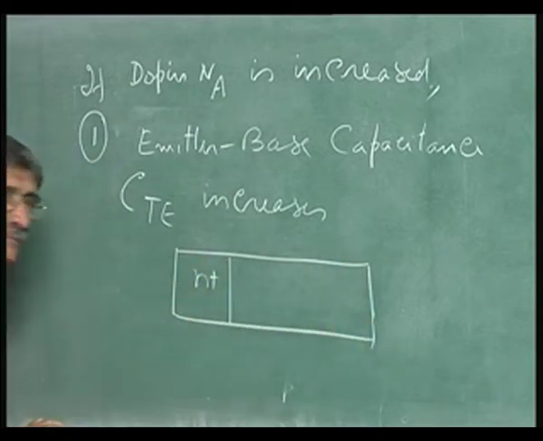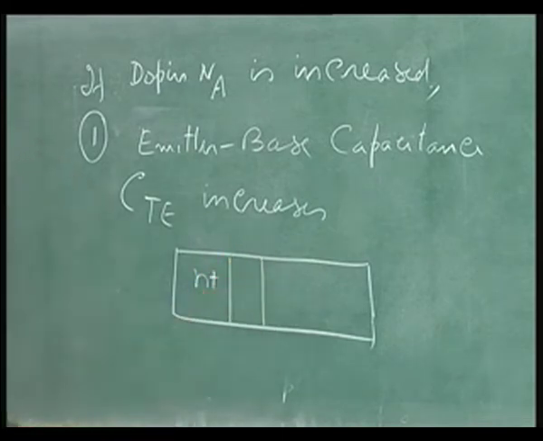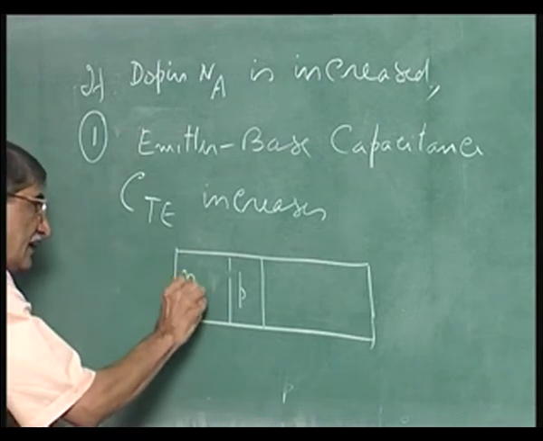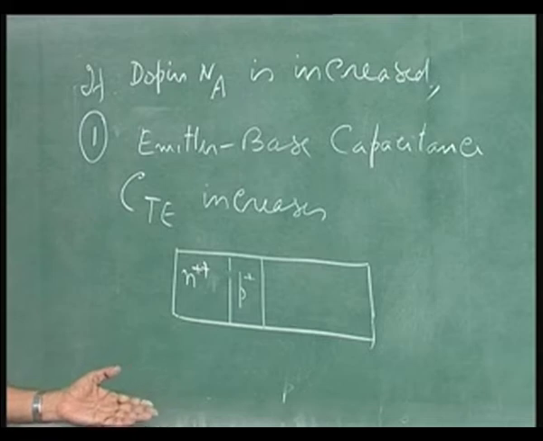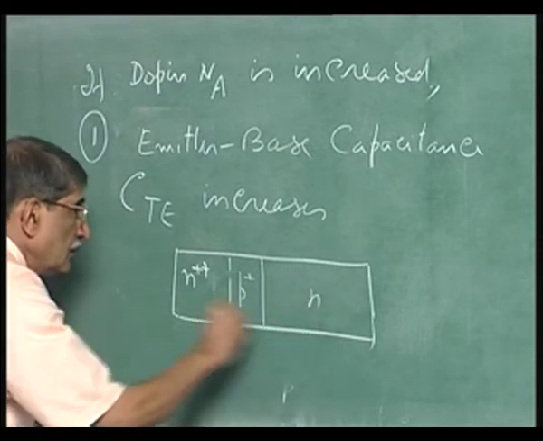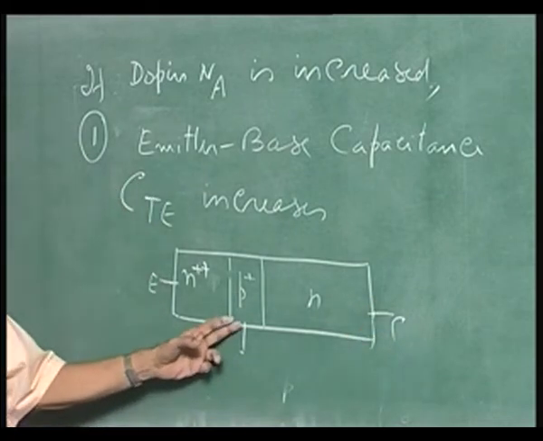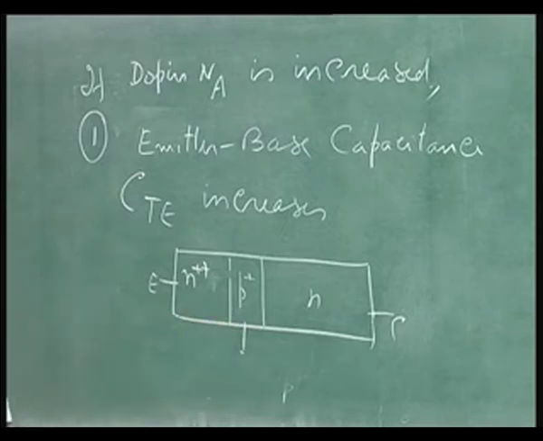N plus already has 10 to the power 20, and I make this base width very small and increase this. So, let me put it this way, to differentiate, N plus 10 to the power 20, this I will put as P plus 10 to the power 18, I take it up with my anxiety to reduce the base width and also to reduce the RBB dash and prevent punch through, I make it P plus 10 to the power 17, 10 to the power 18 all through.